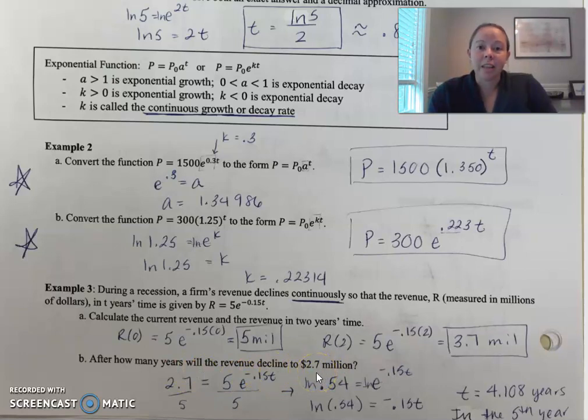After how many years will the revenue decline to 2.7 million? This is when you set the function equal to 2.7 million, and here's where you'll need your algebra skills. Get that e by itself. Divide both sides by 5, which is what I have here. Then natural log both sides, so we can pull this down. So natural log of 0.54 equals negative 0.15t. Then simply divide by negative 0.15, and you get 4.108 years. Now, be careful. That's going to be in the 5th year because you went a little past 4.